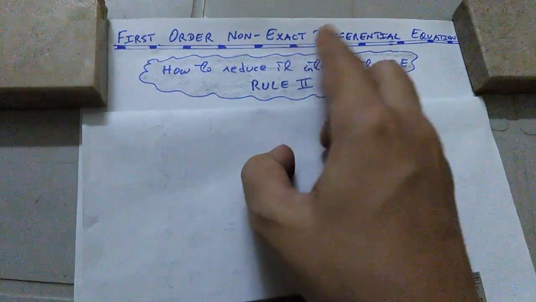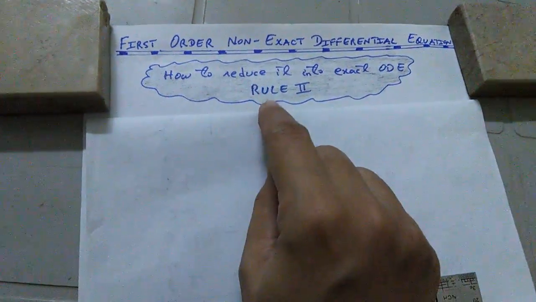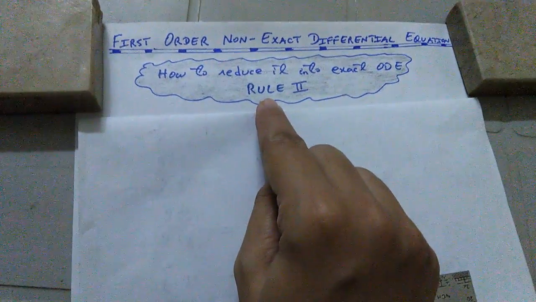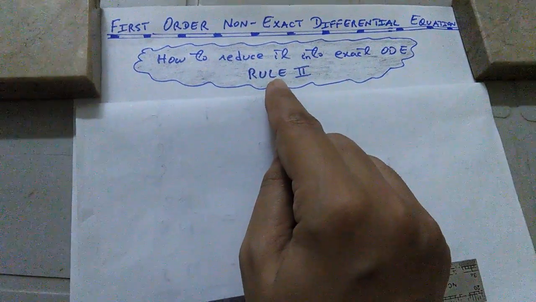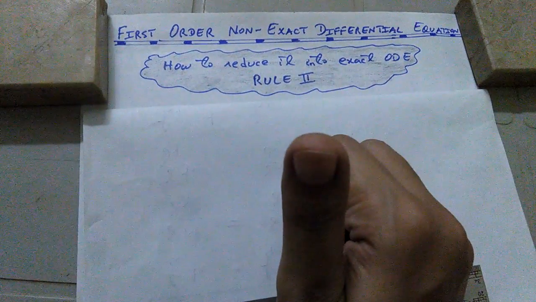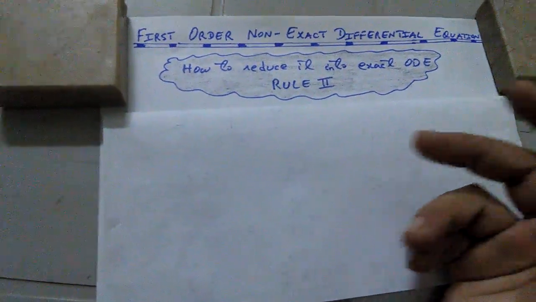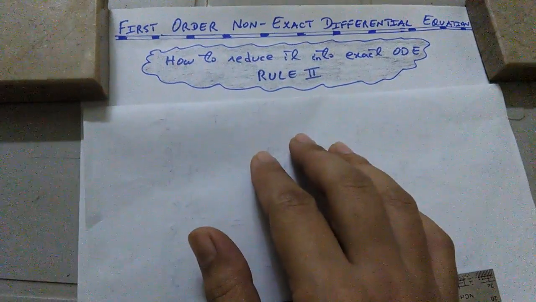Today we'll learn how to reduce a non-exact first order differential equation into exact form by using rule 2, because in the previous video we learned rule 1 quite exhaustively along with its relative example. You can see the link in the description box. Also, you can see the video on how to solve simple exact ODE. It is also mentioned in the description box below.